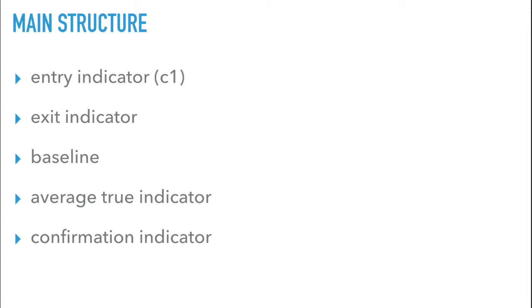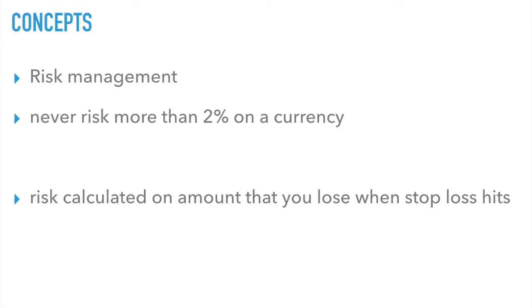So next up are the main concepts. The first concept is the risk management part. The main rule is that we never risk more than 2% of the account size on a currency. This means that we would see where we put our stop loss, and then if the account size is 1,000 USD, we never risk more than 20 USD.